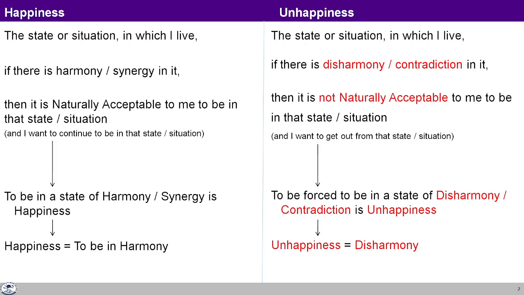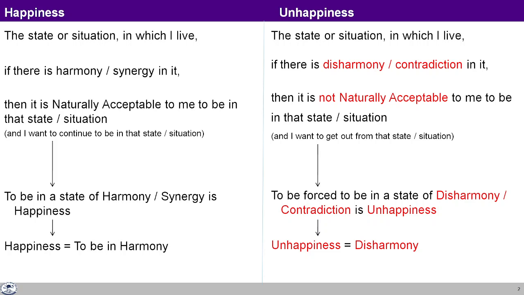Our basic aspiration is for happiness, prosperity, and its continuity. Happiness. We'll start with the basic clarification. And right side is happiness. The state or situation in which I live, if there is harmony, synergy in it, then it is naturally acceptable to me to be in the state or situation. And I want to continue to be in that state. To be in a state of harmony, synergy is happiness. In other words, happiness is to be in harmony.